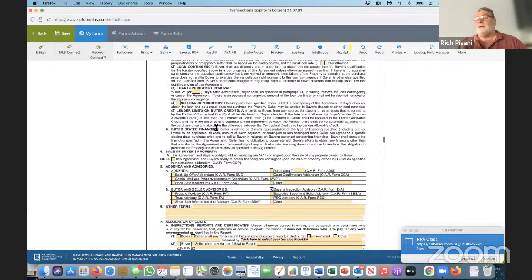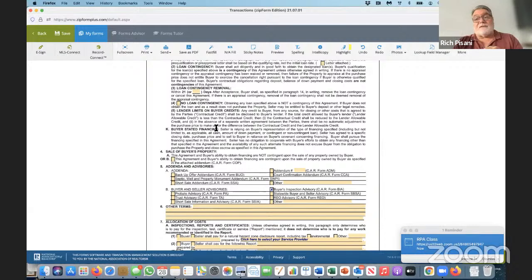Number 5, very important, lenders' limits on buyers' credits. So there are limits. If there is a loan, there are limits that the lender is going to allow to be credited. So if you have all these repairs that need to be done and you negotiate a credit, and the lender, this is why you need a good relationship with your lender, the lender will only approve part of that amount. The seller doesn't have to give a credit in excess of what is allowed by the lender.